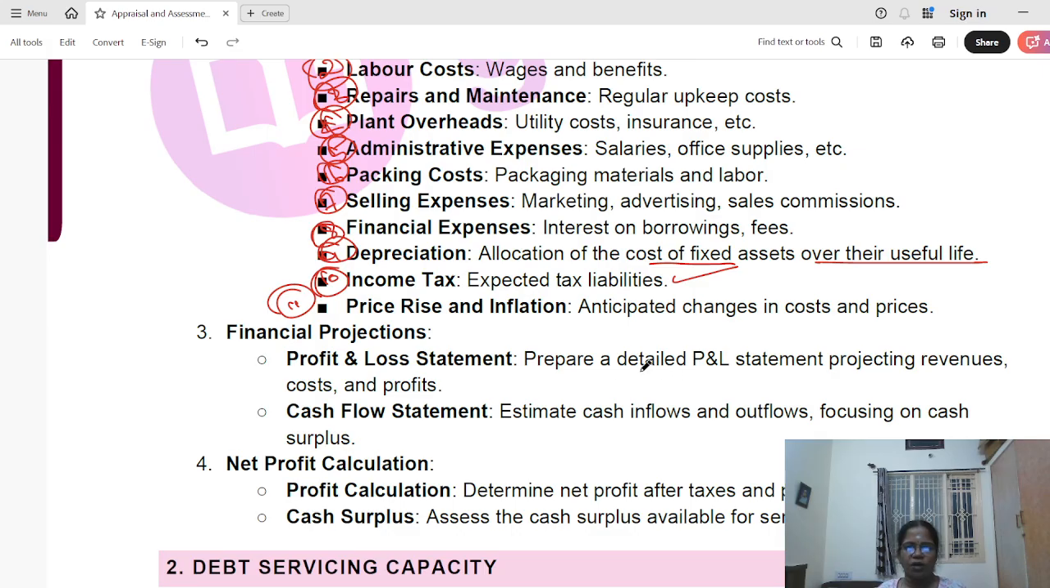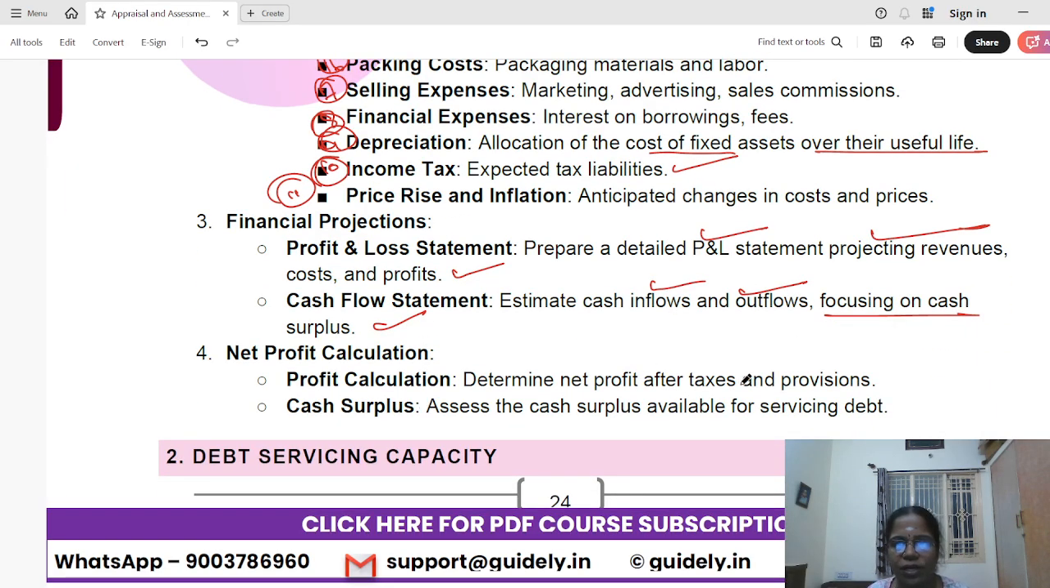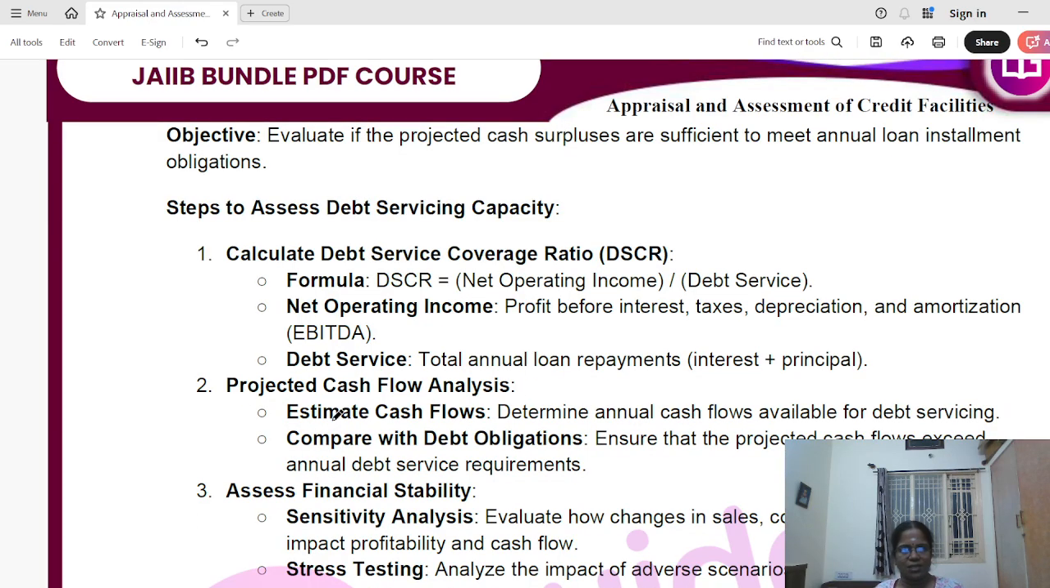So they have to prepare a detailed profit and loss account projecting the revenues, cost and profit. Cash flow statement: estimate the inflow and outflow of cash, focusing on the cash surplus. Then net profit calculation: determine the net profit before taxes and provisions. So earning before interest, earning before PAT, profit after taxes, cash surplus: assess the cash surplus available for servicing the debt. What is the debt? Whatever remains after subtracting the debt from the equity is the cash surplus. The second one is debt servicing capacity.